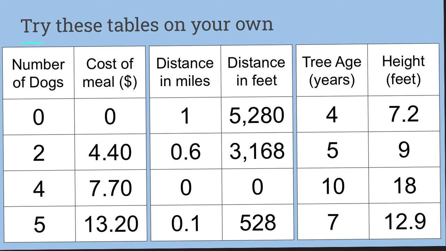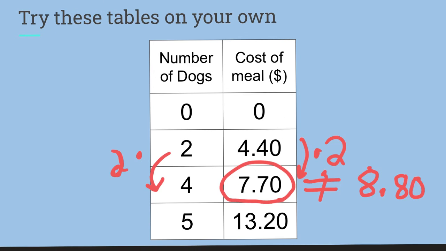All right, I would like you to hit pause. I want you to try and find out which of these tables are showing a proportional relationship and which are not. So hit pause, and then you can resume watching and watch me go over these tables on the next 3 slides. All right, let's see how you did.